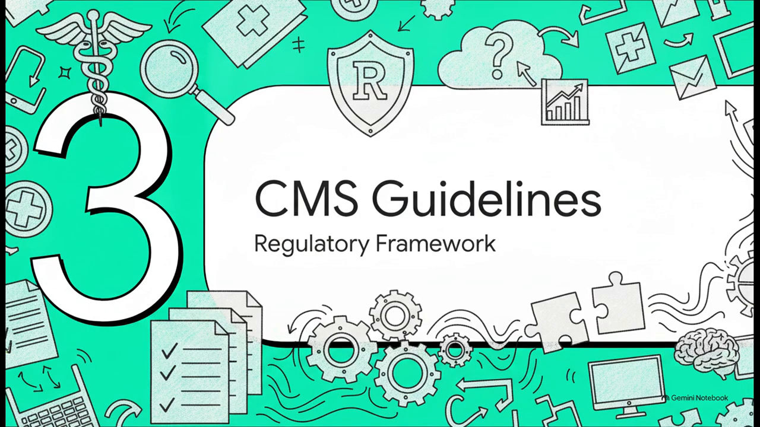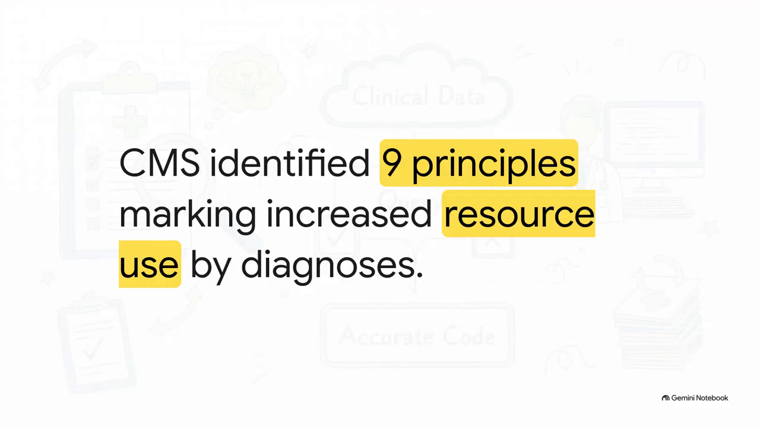Let's hit Section 3, CMS guidelines and resources. How does the overarching regulatory framework actually view these clinical indicators? To really understand this, we have to look to the Centers for Medicare and Medicaid Services, or CMS. In the fiscal year 2021 Inpatient Prospective Payment System Final Rule, CMS identified 9 specific guiding principles. These principles serve as direct markers of increased resource use by secondary diagnoses.